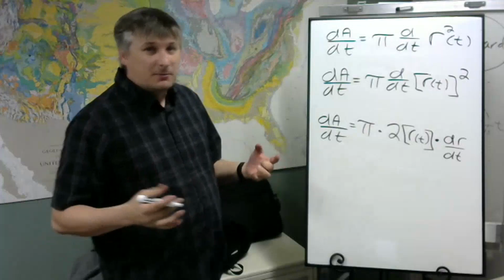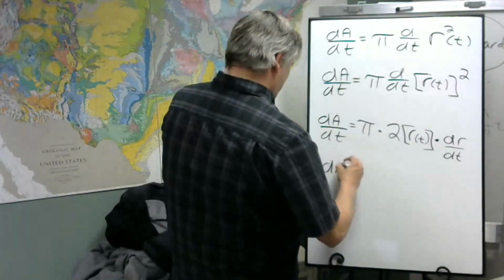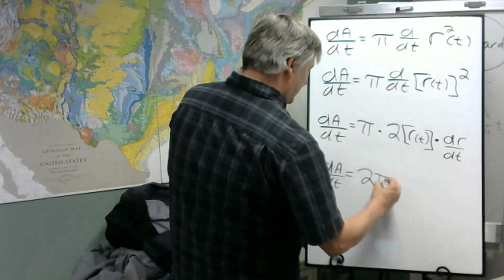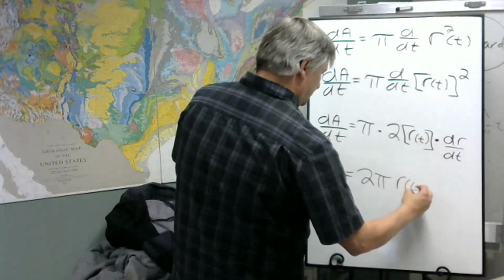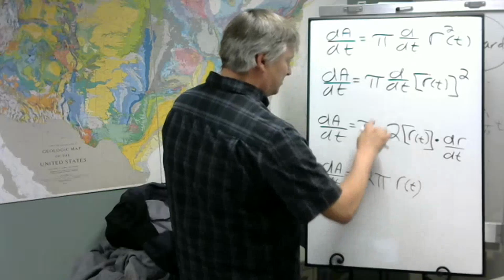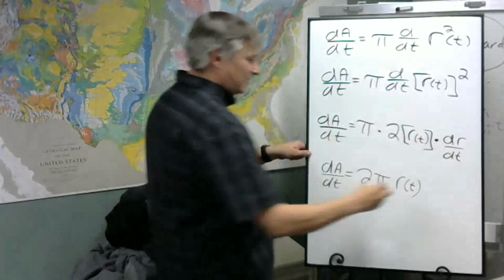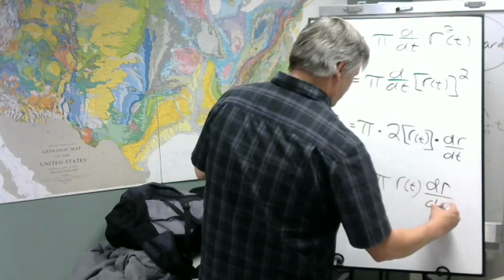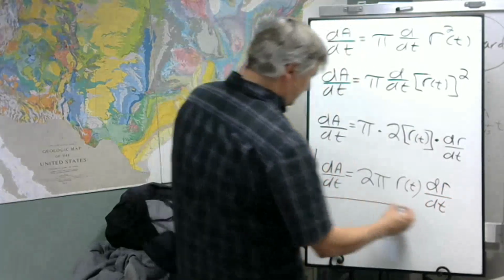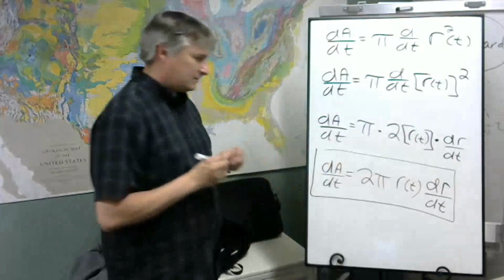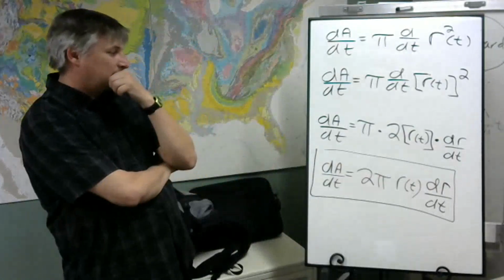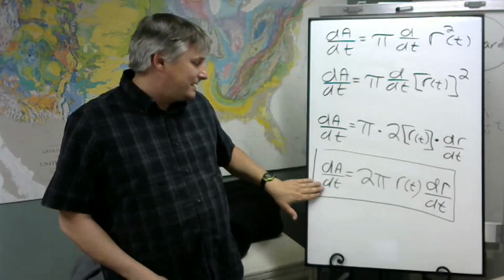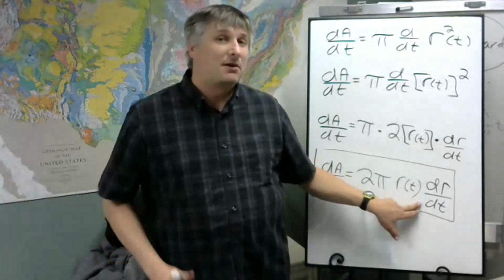So, simplifying things a bit, we get dA dt is 2 pi r of t, that's this right here, just putting the pi in between, dr dt. And that's our answer. Here's an equation relating dA dt to dr dt.